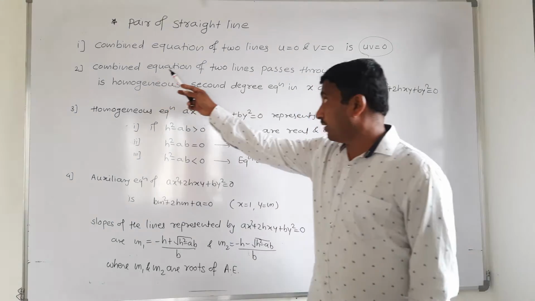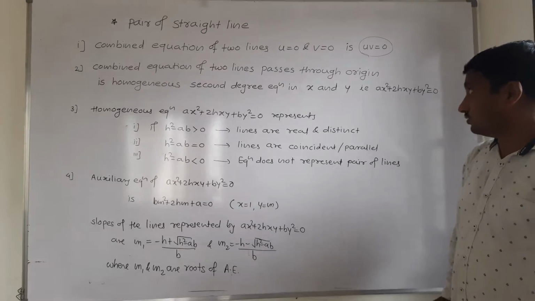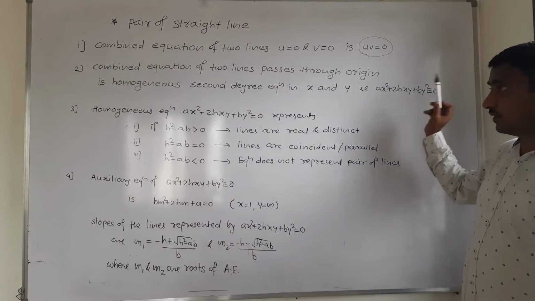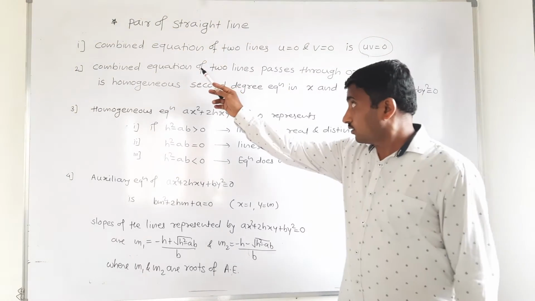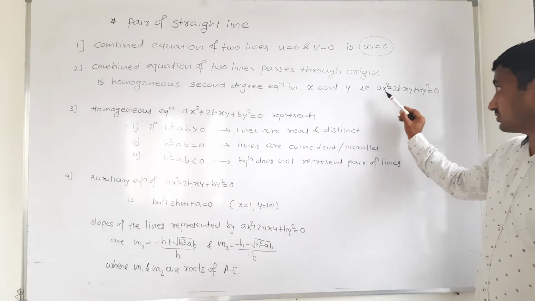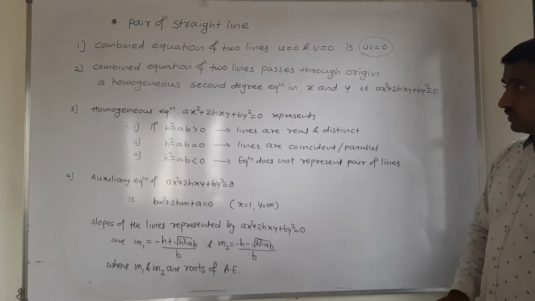Second, the combined equation of two lines passing through the origin is a homogeneous second degree equation in x and y, that is x square plus 2h xy plus by square is equal to 0. The combined equation of two lines passing through the origin is always a homogeneous second degree equation, ax square plus 2hxy plus by square is equal to 0.